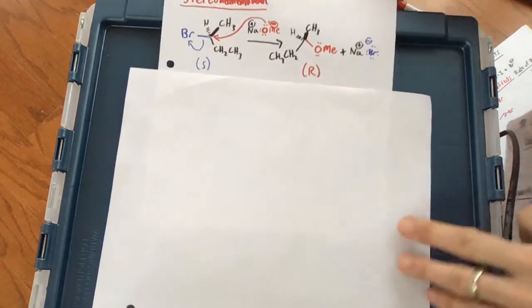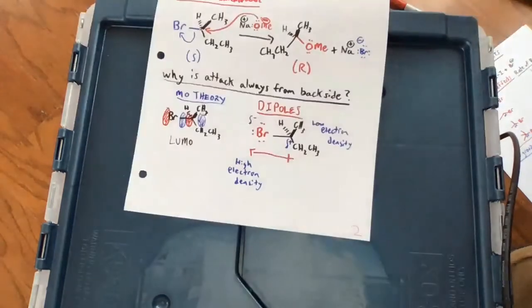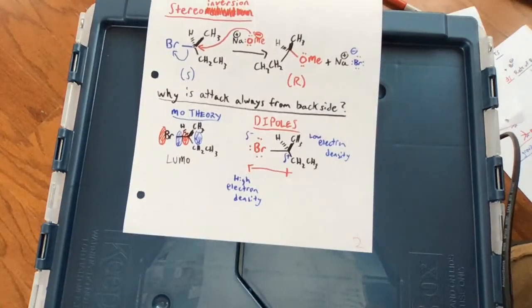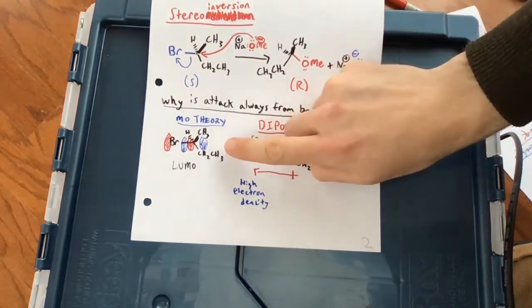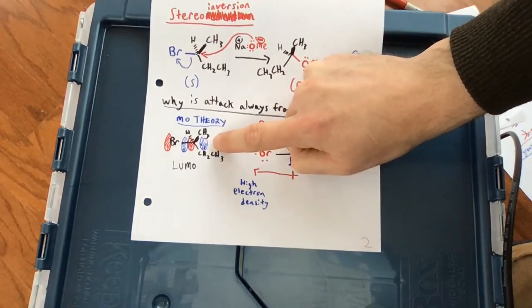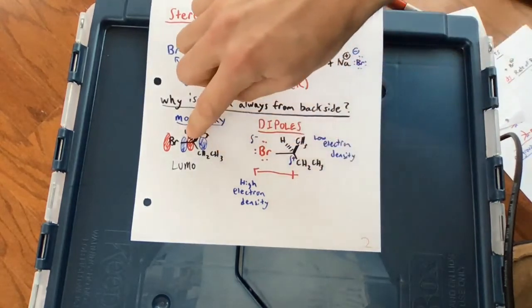Why does this happen though? Well, there are two reasons why you have stereo inversion. There are two reasons why the attack is always from the backside, and one of those is due to molecular orbital theory, because the nucleophile's HOMO attacks the LUMO of the alkyl halide, and the LUMO of the alkyl halide looks like this, where the electron density on one side of the alpha carbon is different than on the other side.